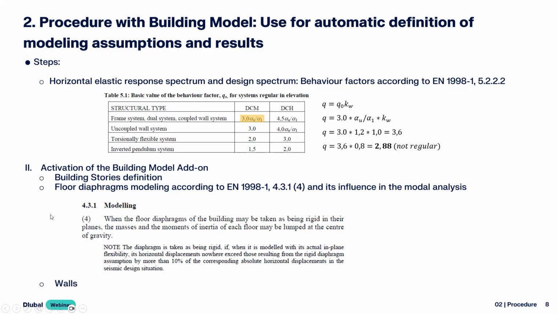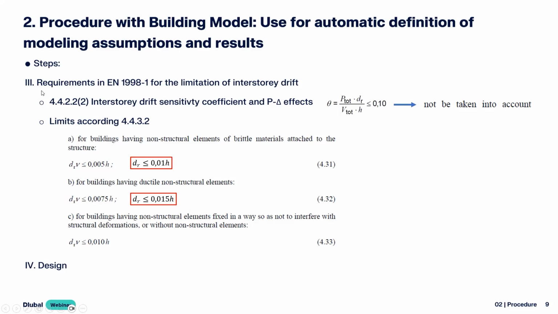I come back here. We activated our building model add-on, and now we have to check the requirements for the limitation of interstory drift. So according to the floor definition, I made the multiplication, and our limit is gonna be 35 millimeters. I'm gonna select brittle materials for non-structural elements, and in the first place I have to check the requirement of P-delta effects. And finally, we can deliver the results for design.